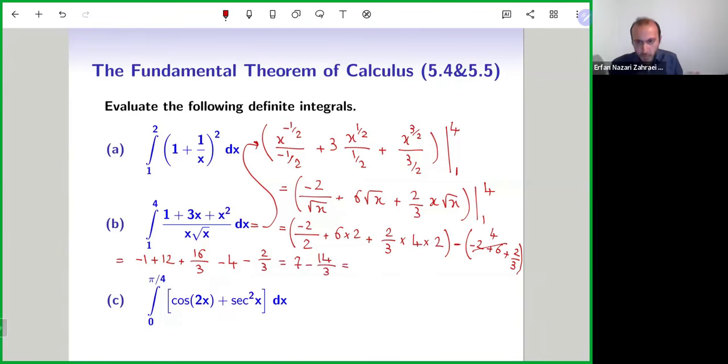And finally, to compute the whole thing, let's take the common denominator. That's 21 over 3 minus 14 over 3, which is minus or plus. Where is it? This is plus. Yeah, 16 minus 2, which is 14. Okay, so 21 plus 14, that's 35 over 3. And this is the final answer.